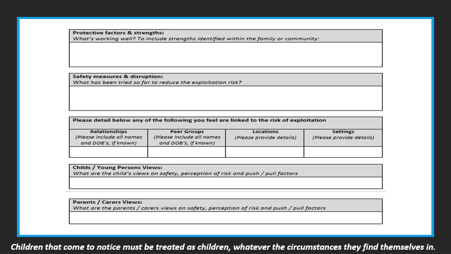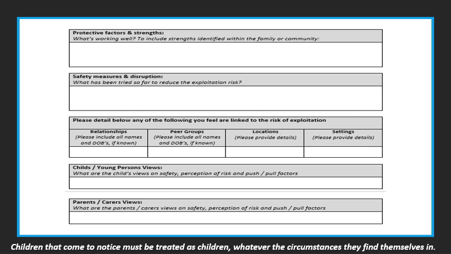Once you've collected all the information you need from multiple sources and completed the low, medium and high risk indicators, ensuring you have provided as much information as possible in the boxes, you are now ready to move to the next part of the assessment.